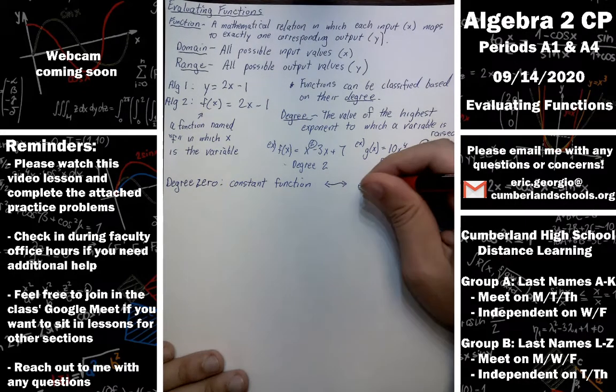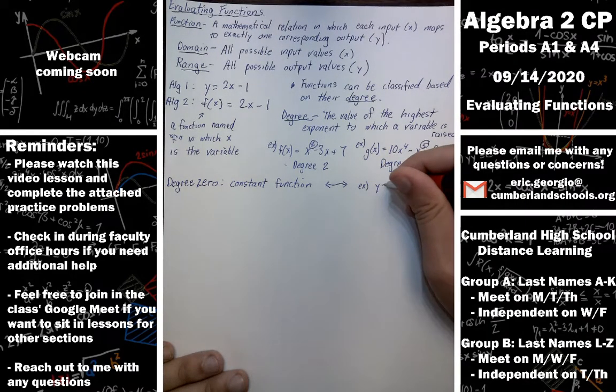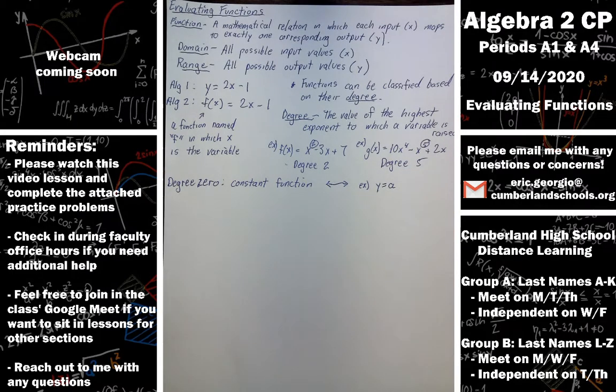An example of a constant function, you could say y equals a, where a is any number. Okay, like y equals 2, y equals 5, y equals negative 6. Those all graph to horizontal lines at those specific y coordinates.